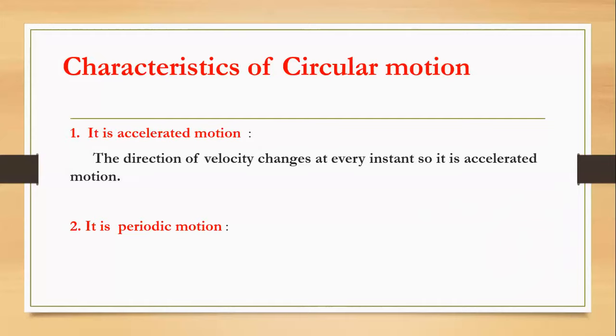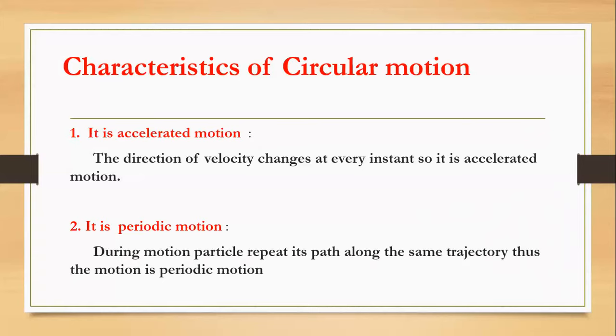Circular motion is a periodic motion because circular motion repeats itself after equal intervals of time. That is a uniform circular motion. If you see the circular motion trajectory, the motion is repeated. So during motion, the particle repeats its path, or we can say it repeats its trajectory. Thus it is a periodic motion. So circular motion is periodic motion.